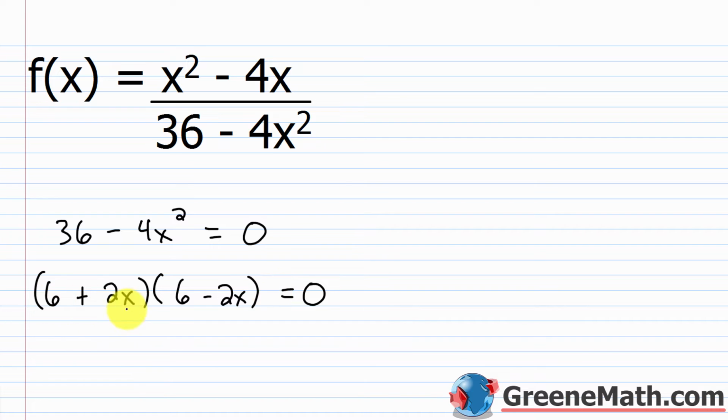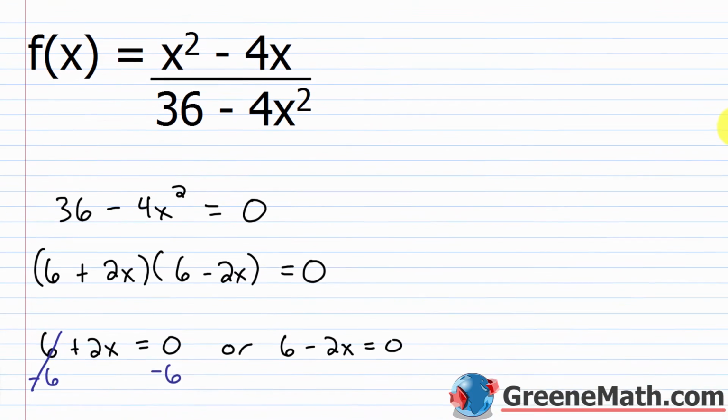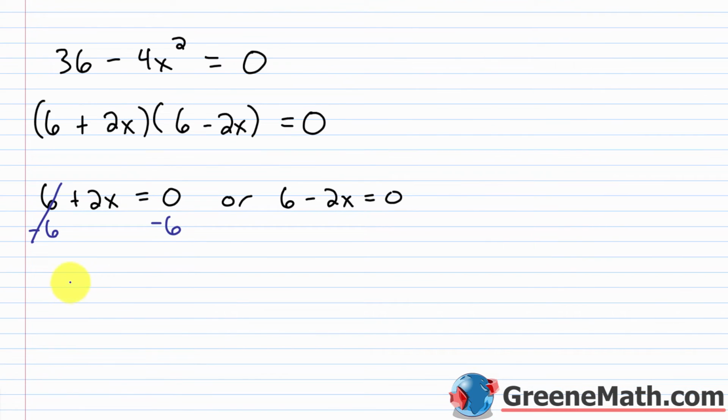So in other words, this factor here, 6 plus 2x, would be equal to 0. And then or we'd have 6 minus 2x is equal to 0. Let's go ahead and subtract 6 away from each side of the equation. So this would cancel. Let me scroll down and get some room going here. And what we're going to have is 2x is equal to negative 6. Divide both sides by 2, and we'll get that x is equal to negative 3.